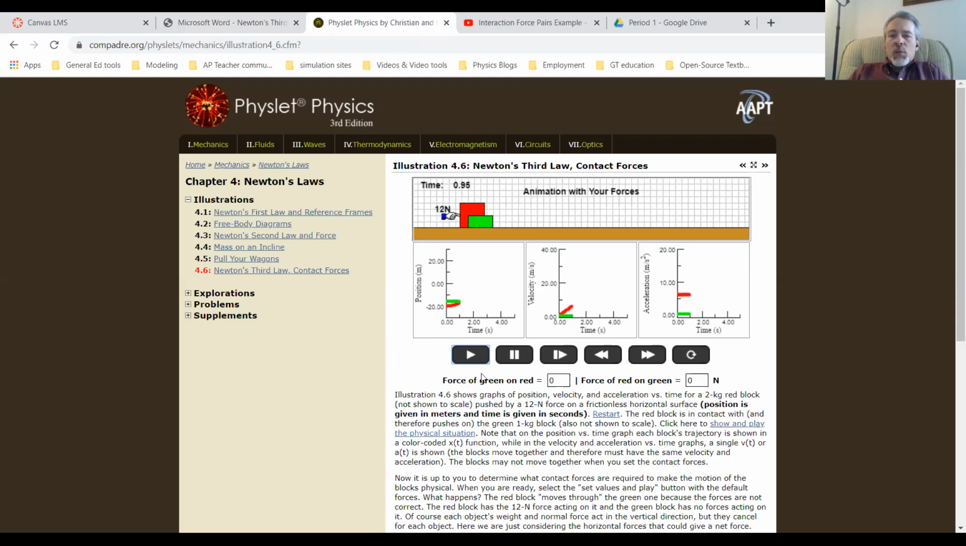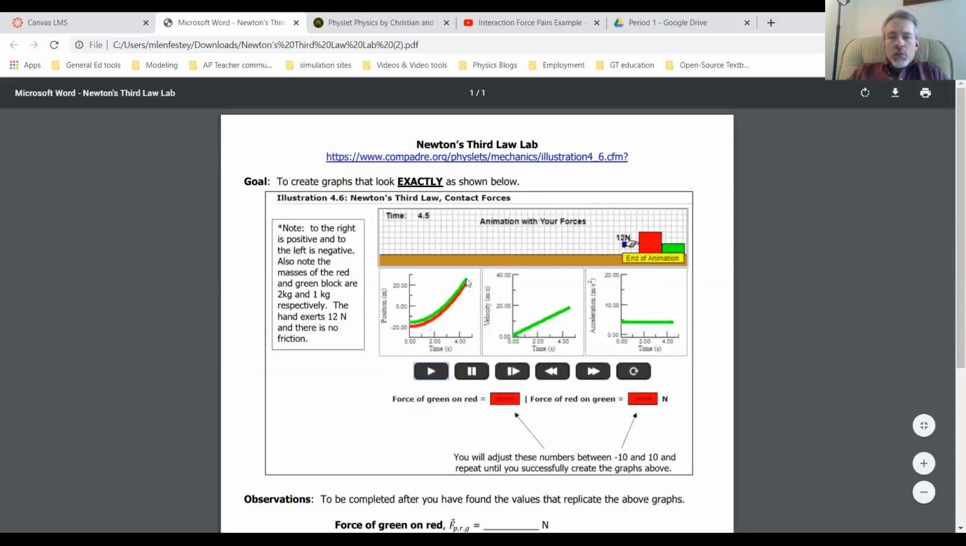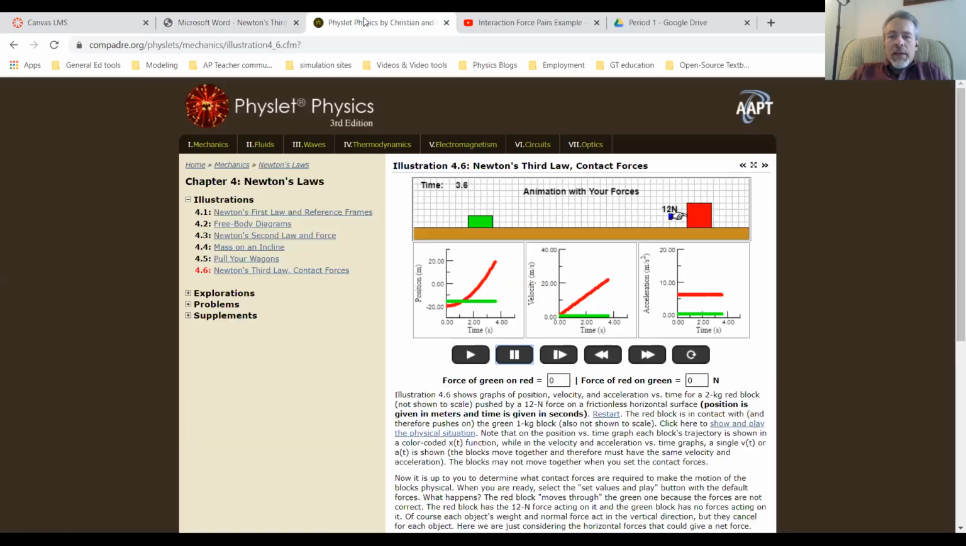You see the red one's moving, but the green was not moving. So evidently 0 and 0 don't work. That's not the right answer. If you look at those three graphs there, they do not match what the answer should be, okay? They have to match that exactly.